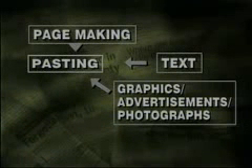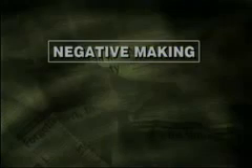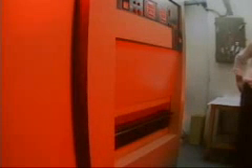So we see after page making, it goes to the pasting department, where the typeset, text, as well as graphics are painstakingly pasted together. From here, it goes on to the negative making department. Here, the dummy sheet is exposed to a particular light inside a machine called filmmaker, and a negative of the dummy sheet is obtained on a transparent sheet.